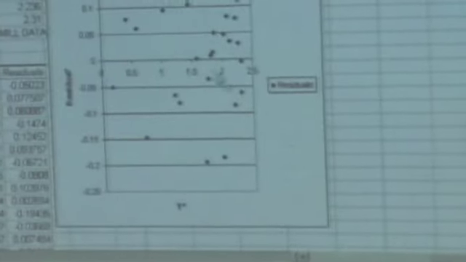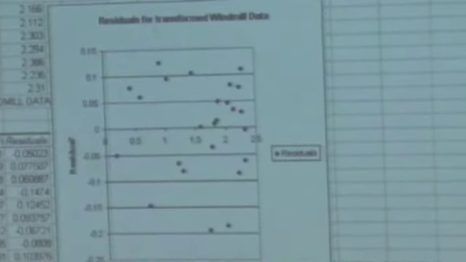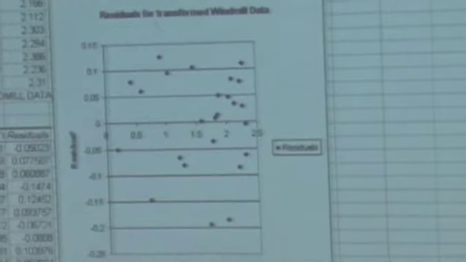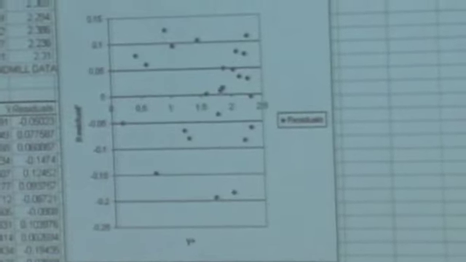These are the residuals for the transformed windmill data. I've regressed y now on x prime equals x to the negative 0.91, and then I got the residuals here. They look halfway decent. What happened? I don't know, if I do it again here.